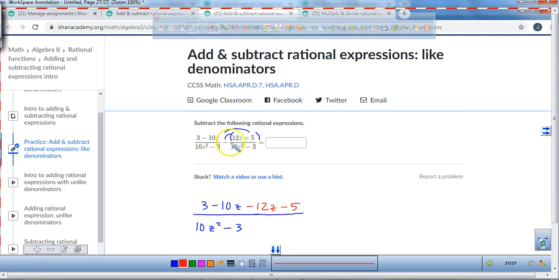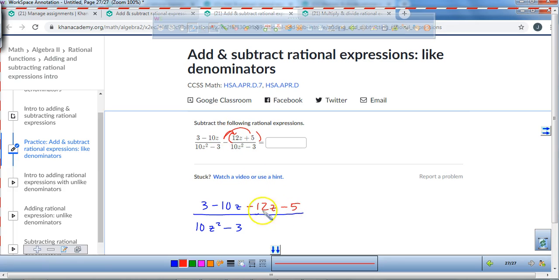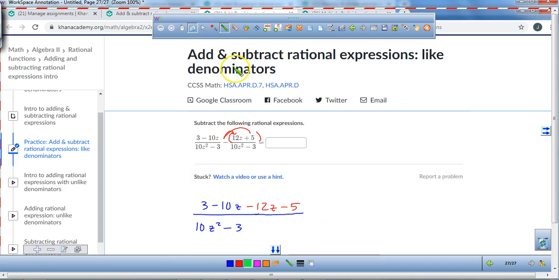Alright, so what I just did right there, if you're like, what the heck did you just do right there? What all I did was put that sucker in parentheses and apply that negative to the 12z to make it a negative 12z. And then negative times a 5 is a minus 5. So we're just going to now combine our like terms. So what can we combine?